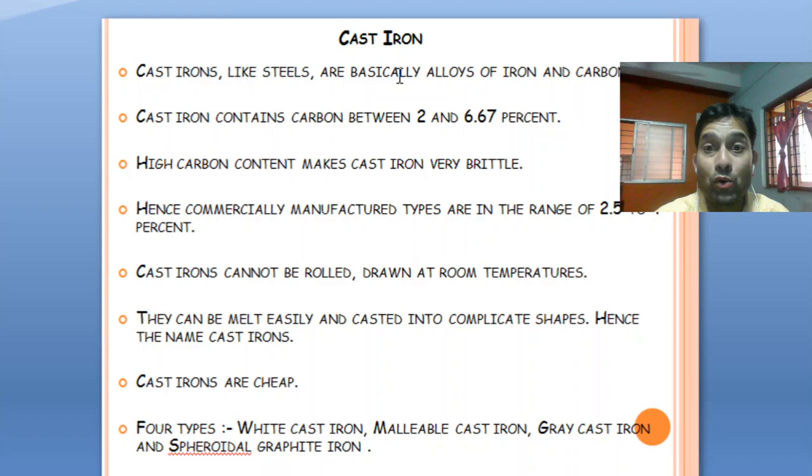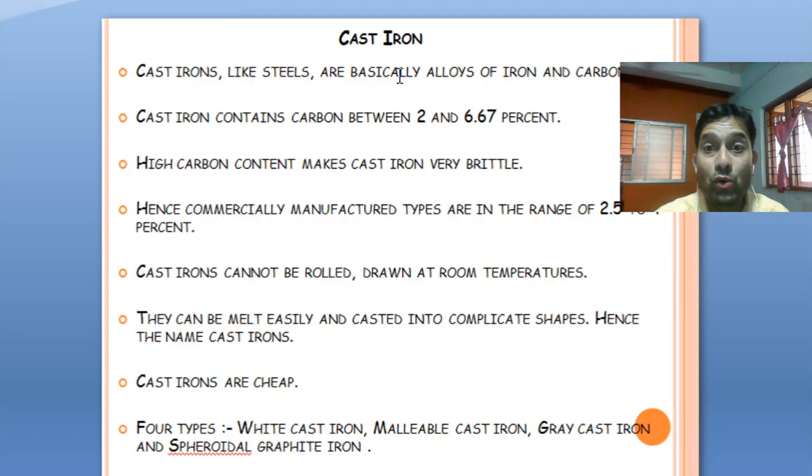The first one is the white cast iron, which looks white when it is fractured or broken. The second one is the malleable cast iron, which is a byproduct of white cast iron, but the properties are better than white cast iron. Then gray cast iron, which is sometimes confused with the term cast iron. Many people think cast iron means gray cast iron. And spherical graphite iron, which has properties similar to that of steel. So these are the four types of cast iron which we are going to discuss in today's class.